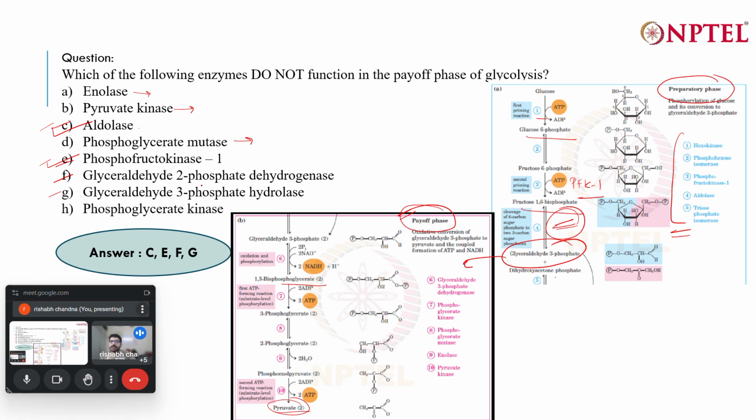Then glyceraldehyde 2 phosphate dehydrogenase is also okay. So this enzyme is not involved in glycolysis at all. So this is also the correct answer because it is not involved in glycolysis. Then glyceraldehyde 3-phosphate hydrolase is also an enzyme that is not involved in glycolysis. Then phosphoglycerate kinase is the enzyme that is involved in the payoff phase. So yes, this is also involved. So the correct answer is option C, E, F, and G. Okay, so any doubts in the explanation?